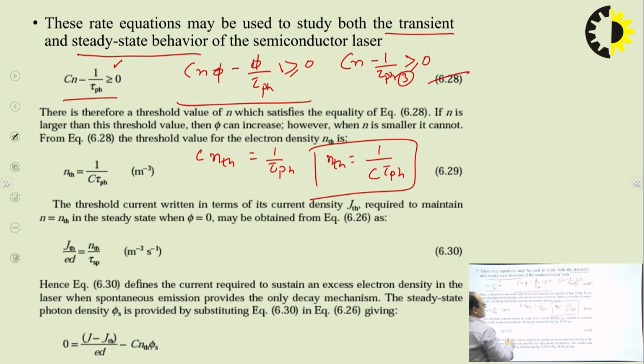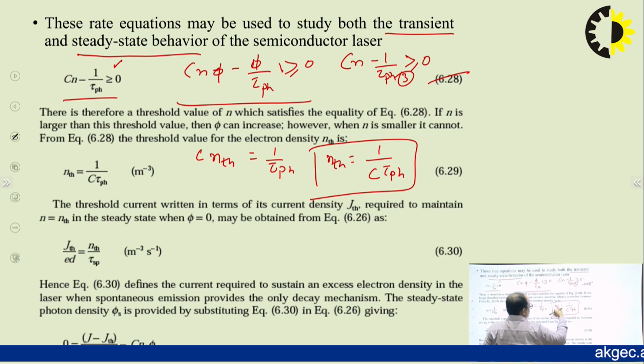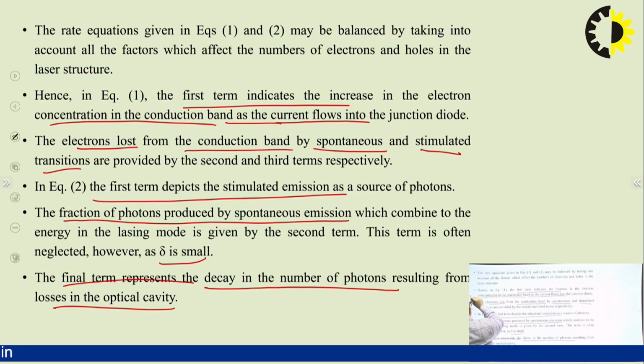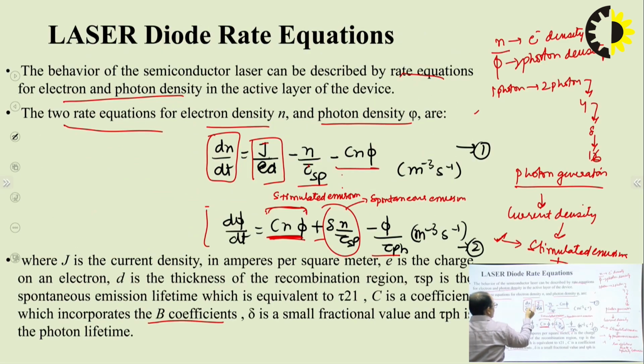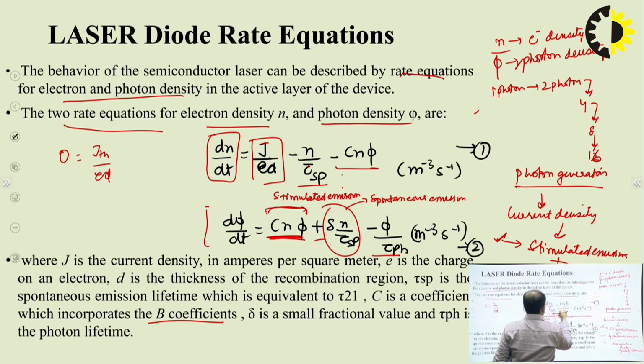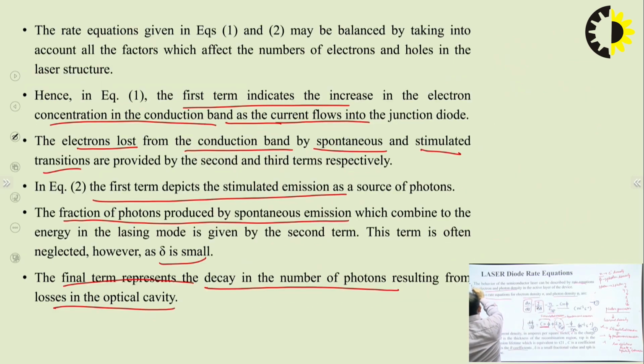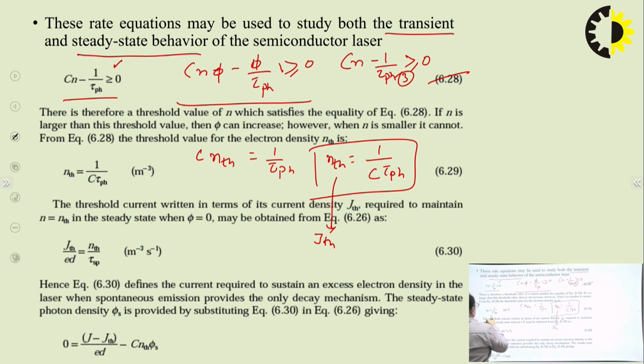Clear? So when I'm talking about the electron density, corresponding to this there should be a current density, the minimum threshold current density. For the minimum, the threshold current density will be equal to what? From this equation you can see that dN by dt should also be equal to 0. So this J can be written as JTH divided by ED. Clear? Spontaneous emission is very less, so C n phi, you know that C n phi is C into n, 1 upon tau ph.